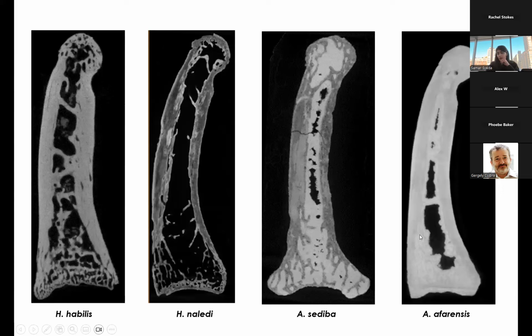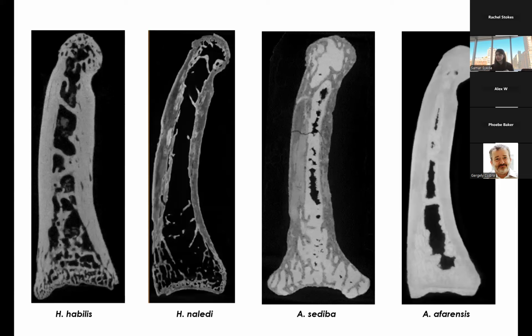And then you could get really unlucky and get something like afarensis, where you can barely distinguish the matrix from the bone itself, which is why for afarensis we only have one, because this is the only individual where we could really get the cortex out of the inner structure. So how do we actually study the cortical bone through this micro CT data?